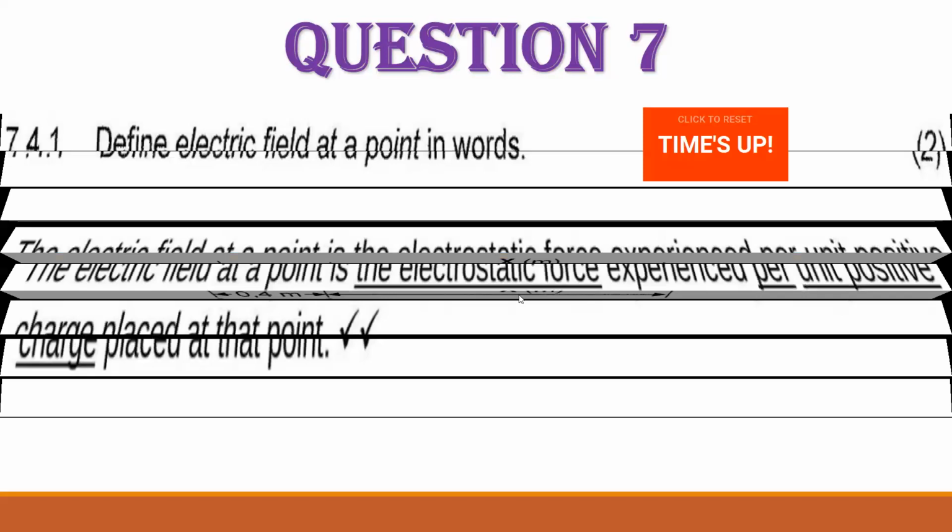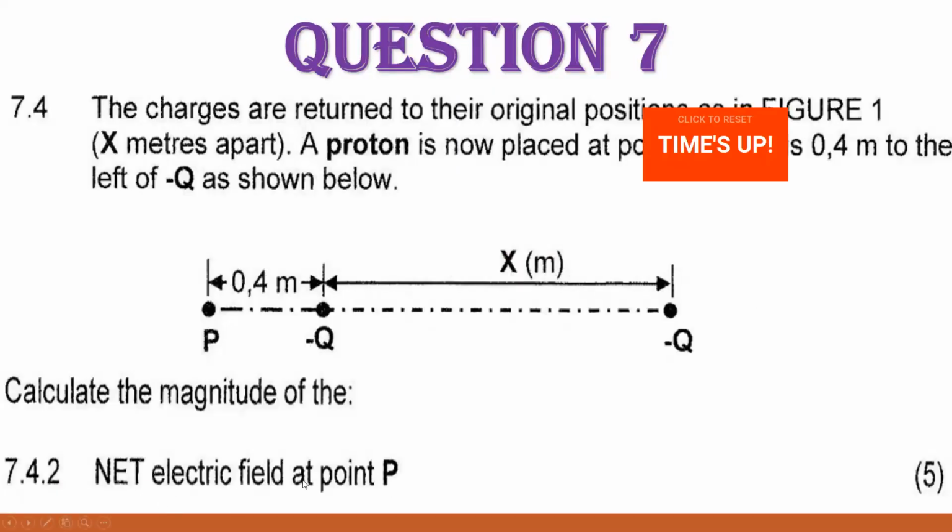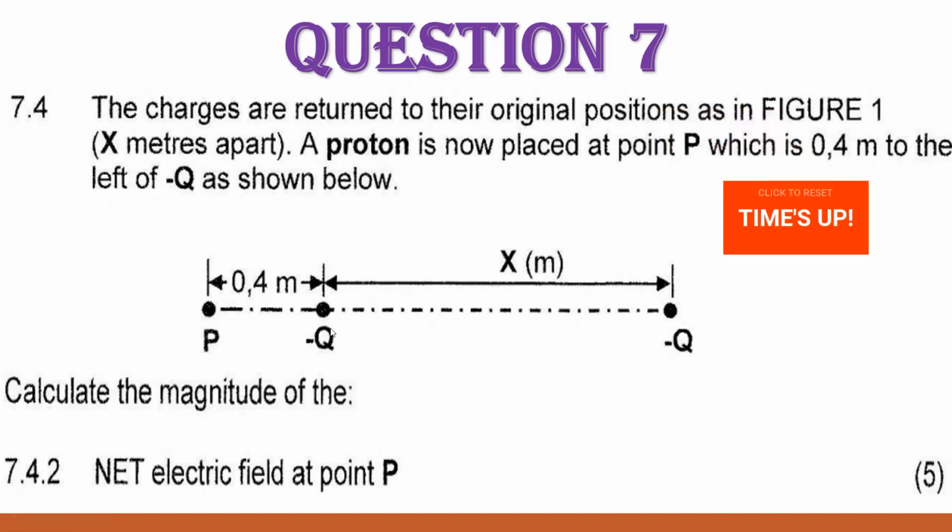So let's continue. Next one, net electric field at point P. So you're not busy with the proton. You are busy just with the point without a charge. All right, because an electric field only needs one charge, negative Q here, and another charge, but one for each. We are looking for the net electric field at point P, without the proton.